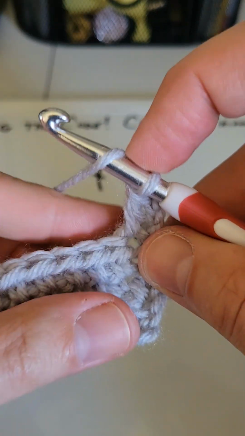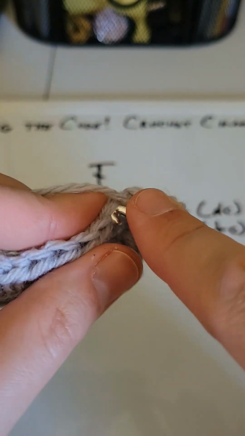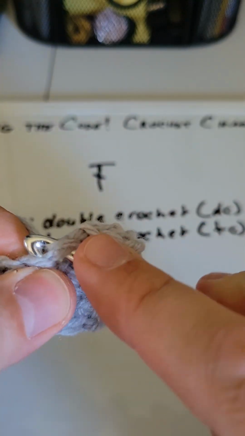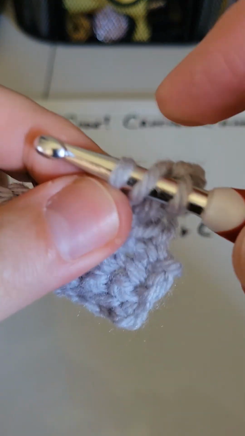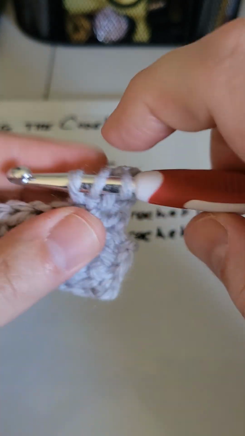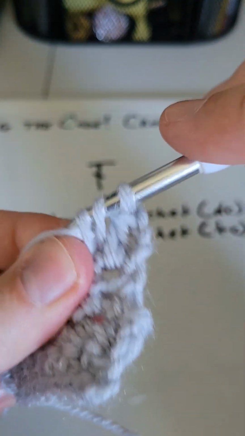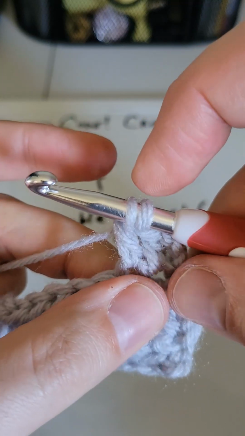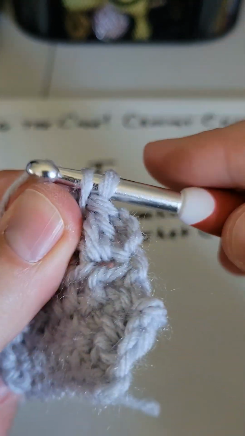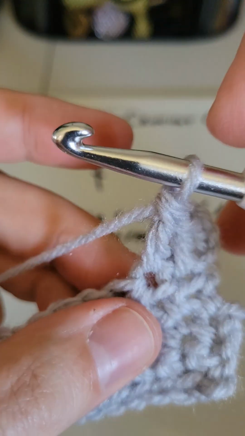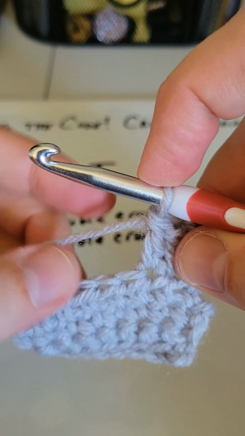So yarn over, go into the next stitch, pull the yarn through. Again, you'll have 3 loops on your hook, yarn over, pull through the first 2 loops, then again yarn over and pull through the last 2 loops. And I'll do that one more time.